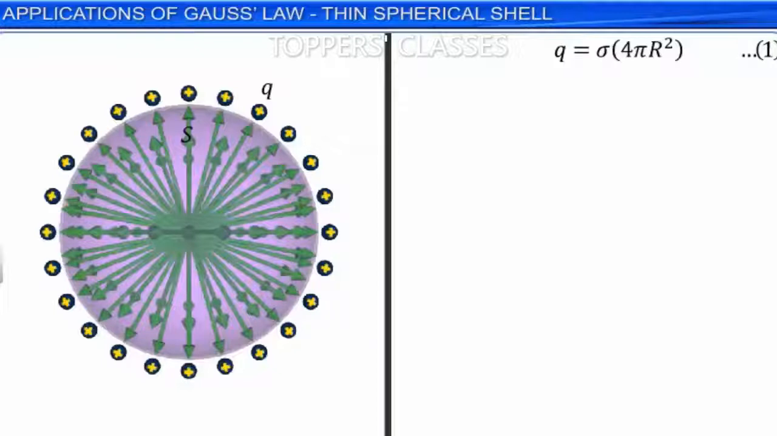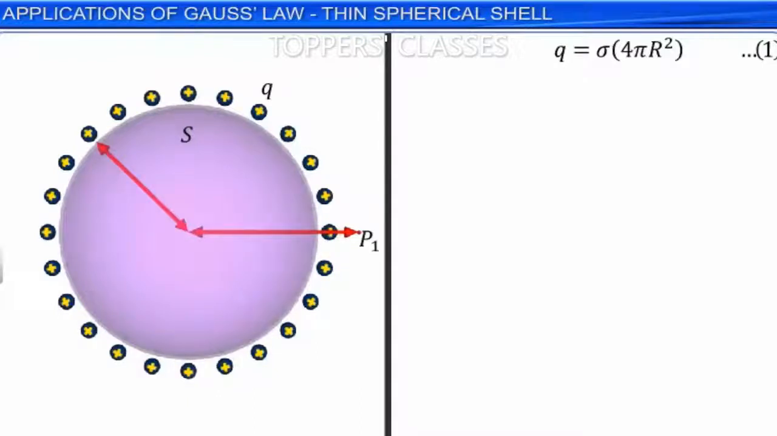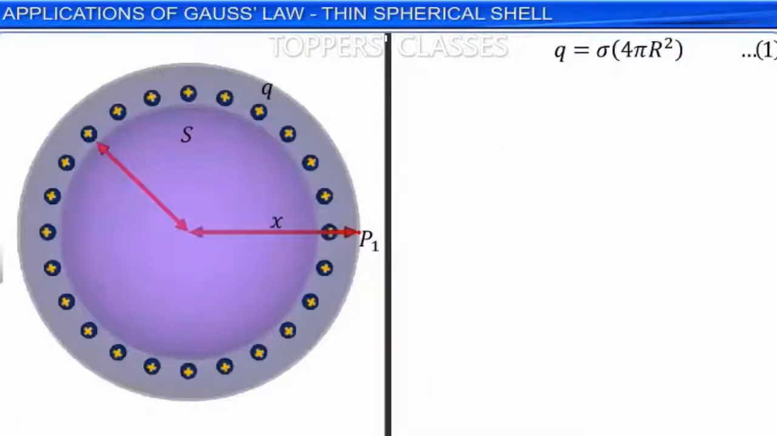Now let us apply Gauss' law to derive an expression for the electric field strength at a point P1 outside the spherical shell and at a distance x from the shell. For this, let us imagine a sphere S1 of radius x around the charged thin spherical shell. Here, x is greater than r. This imaginary sphere S1 of radius x is a closed surface and it has area A1 equal to 4 pi x square. The imaginary sphere is the Gaussian surface.